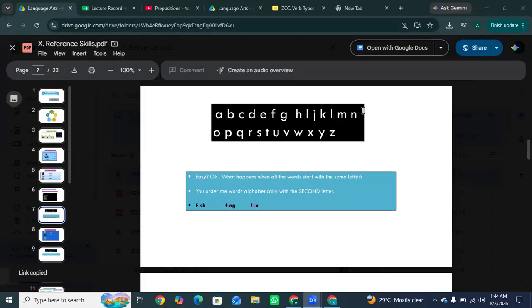So what happens when all the words start with the same letter? You order the words alphabetically by the second letter, like F, F, F. As I have told you, these are the same. So look at the next letter, I, R, O. So fish, frog, and fox.